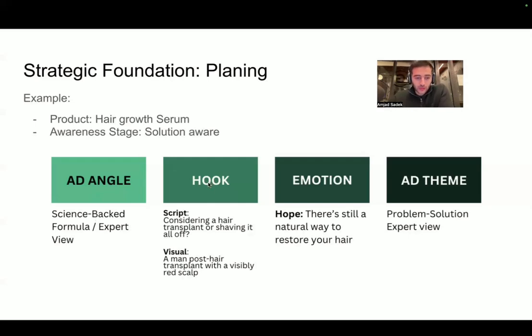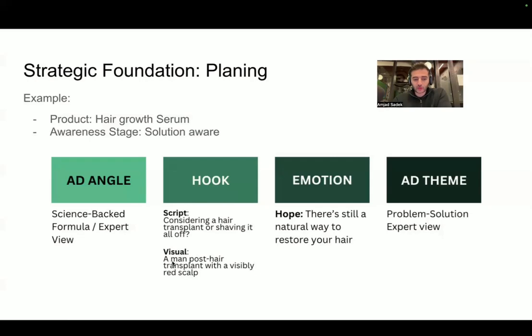The hook here, we separate hooks into two parts. The first part is the script, and then we have the visual. The script in this case can be: considering a hair transplant or shaving it all off? By the way, starting your ad with a question is always a good idea, because when you ask someone a question, whether in real life or on social media, the brain automatically tends to answer that question. So you automatically hold their attention, and that will improve your hook rate.